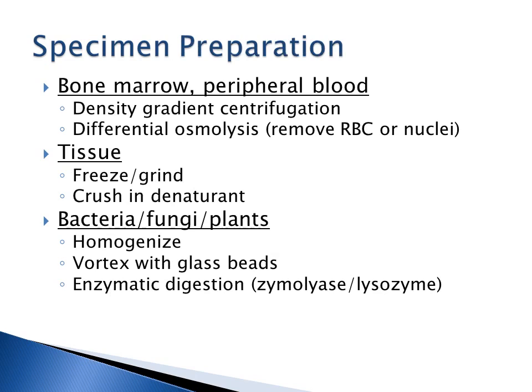For bone marrow or peripheral blood, again, you're going to do your density gradient centrifugation or your differential osmolysis. For tissue, you are going to freeze, you're going to grind, you can crush that tissue up. For bacteria, plants, and fungi that have thick cell walls, you can homogenize, vortex with beads, and use enzymatic digestion.